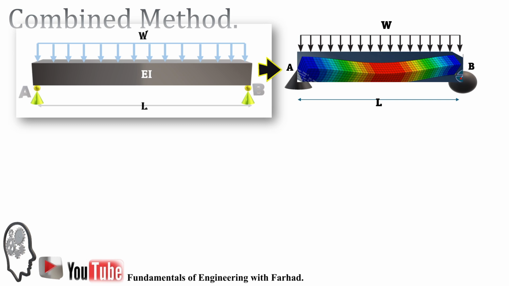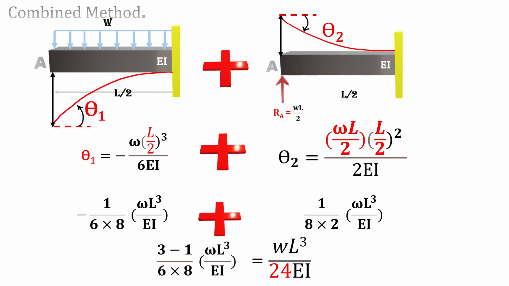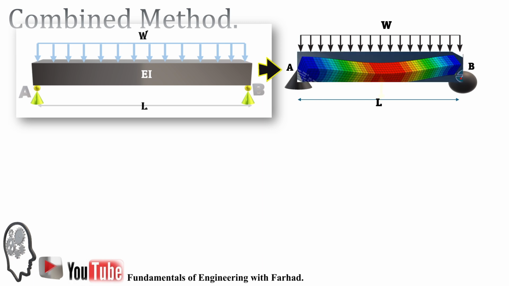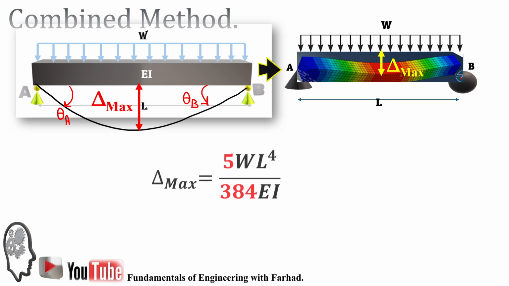Let me move back to this part. So we can have 6 times 8 and 2 times 4 times 2. That's correct. Yep, 8 times 2, 6 times 8. My bad. So we can easily see that with the combined method, we can easily calculate the delta maximum and also the effect of rotation at A and B.